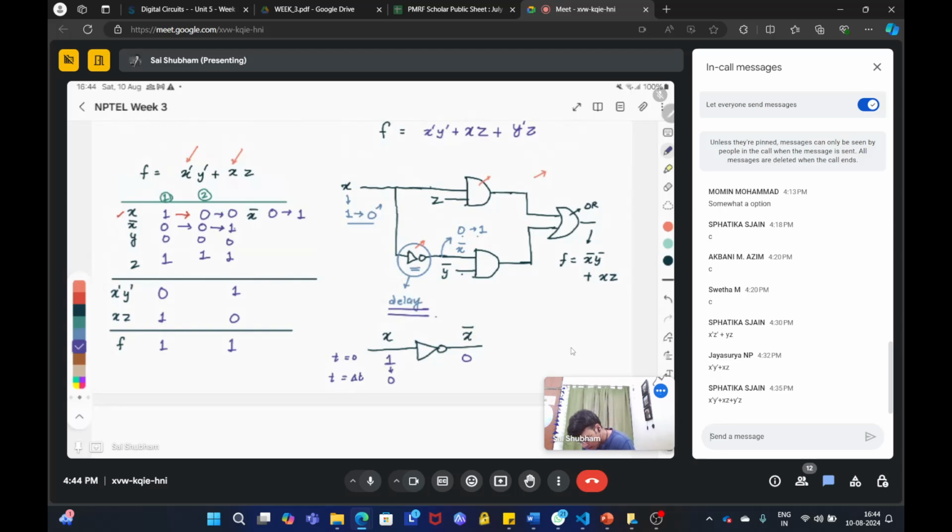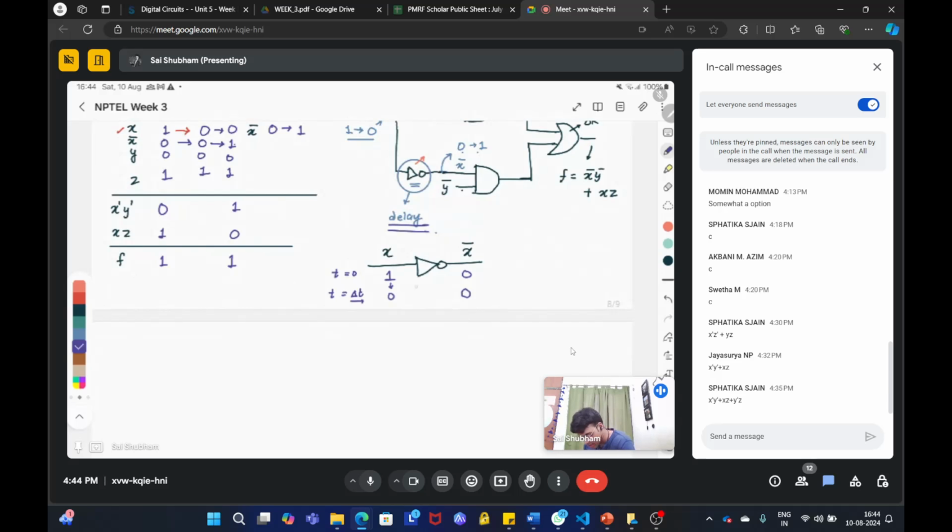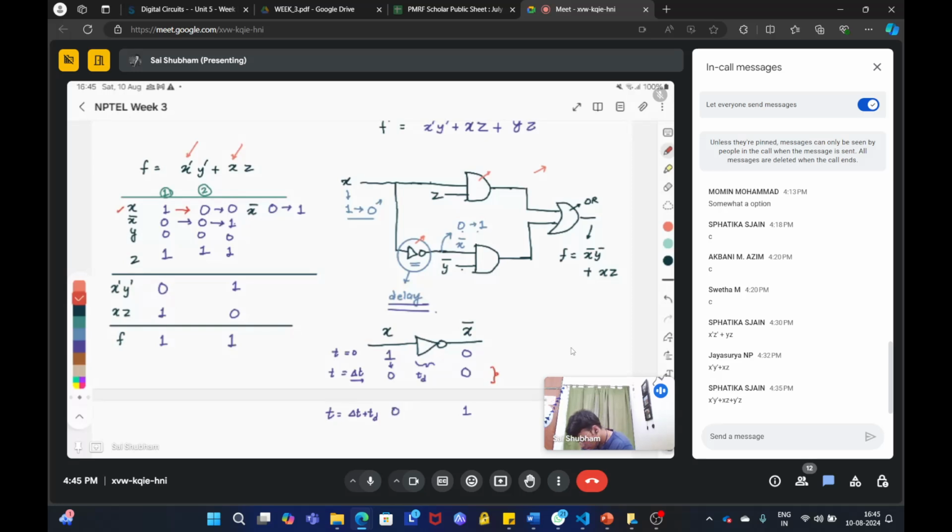So at t equal to delta t, we change this to 0. But at this point, x bar will still be 0 because the inverter will take some delay. Suppose the delay is td for the transition to happen. So at t equal to delta t plus td, this will be 0 and this will become 1. So for this very small instant of time, you will have x and x bar both as 0. That's the problem, and this will lead to some glitches.